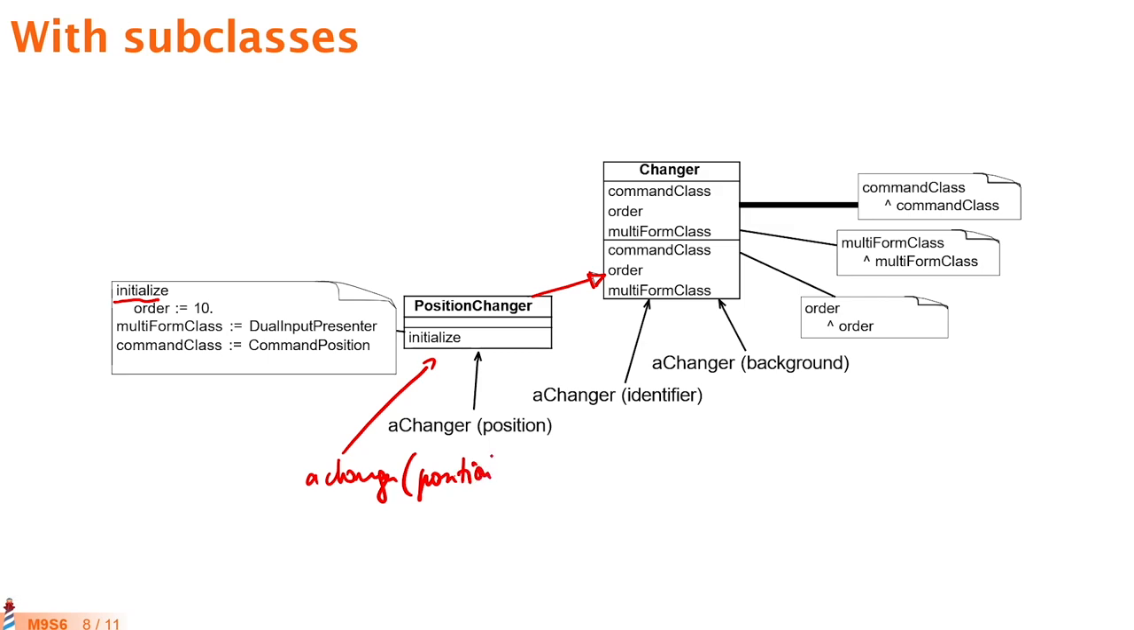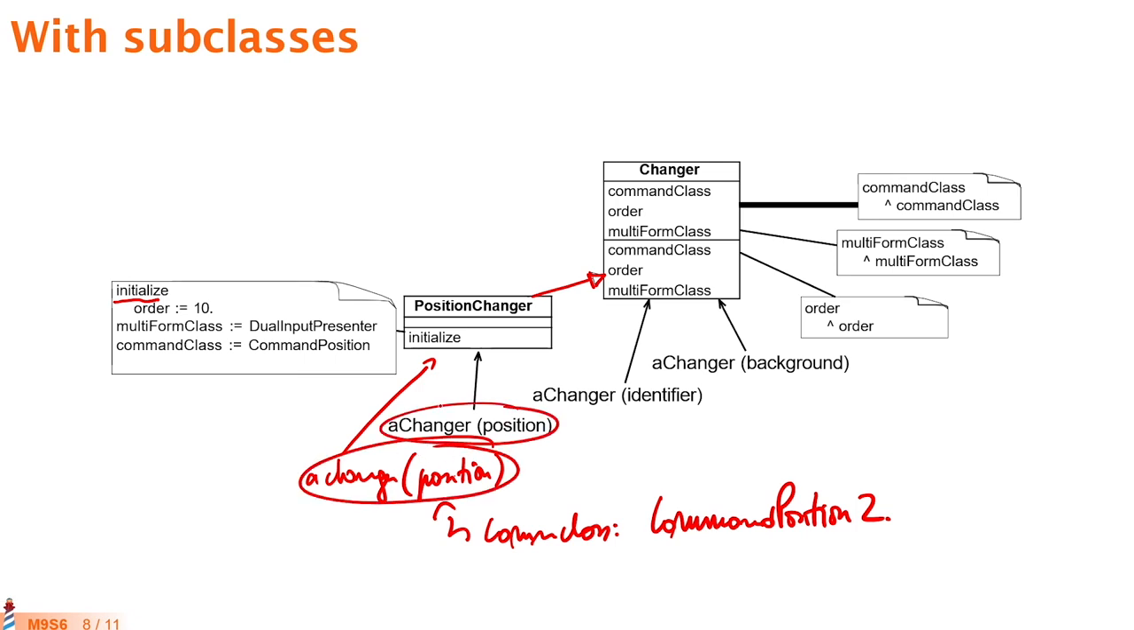That would be a position too, because this is about position, but I could change. For example, I could say, oh, you know, I want to put a different command. So I could say command class, colon, or please use this one because I have an extension. So I would say command position 2. And then this means that this instance will have a different state from this one. But still, I encapsulate here some knowledge that apparently is better.